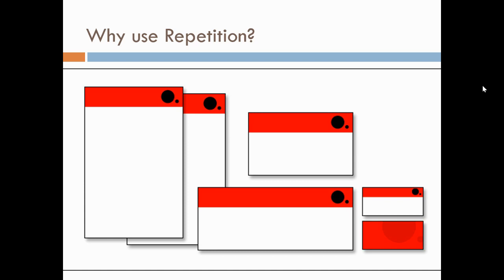One of the main reasons to use repetition is that your designs might be used in a variety of different media. With something like this, here's an envelope and a card and a business card and letterhead. Your design might be used on a website. It might be used on a t-shirt. It might be used on a billboard. You want to make sure that you have repeating items so it feels consistent.